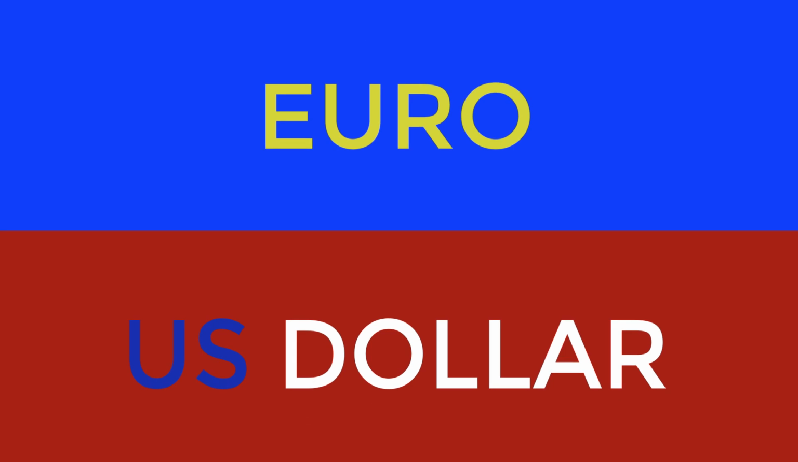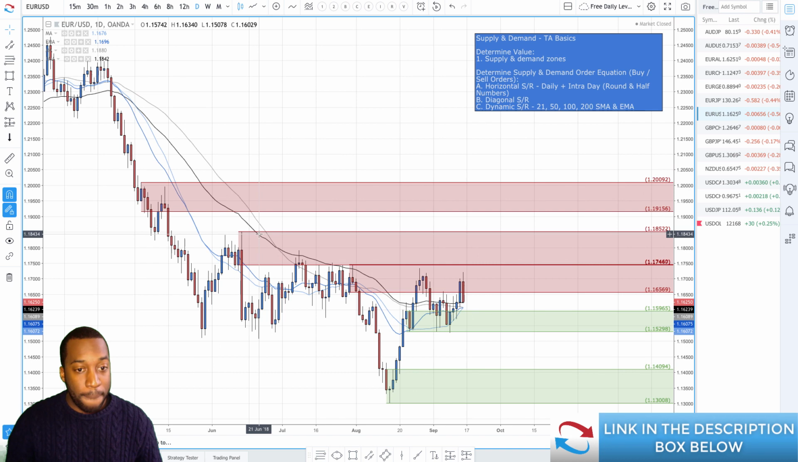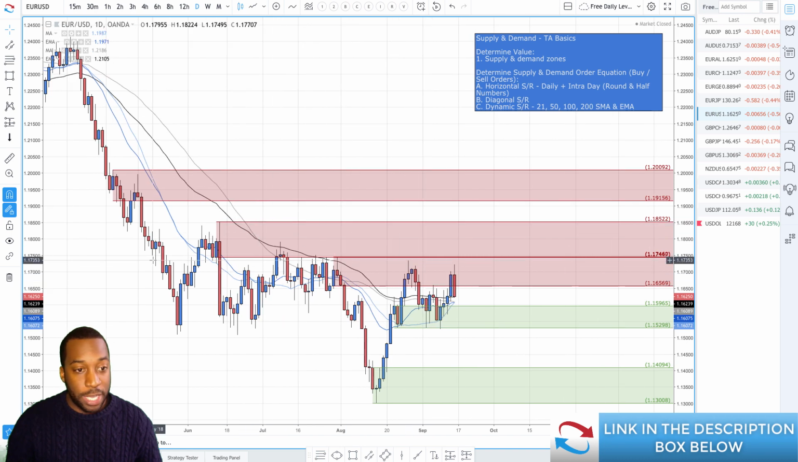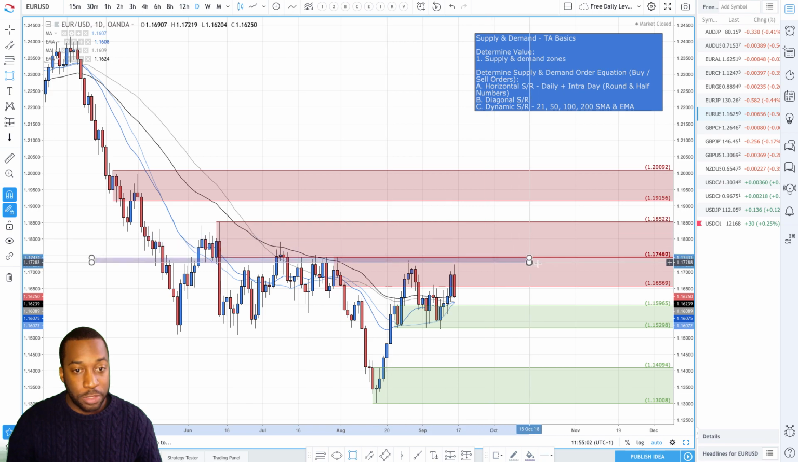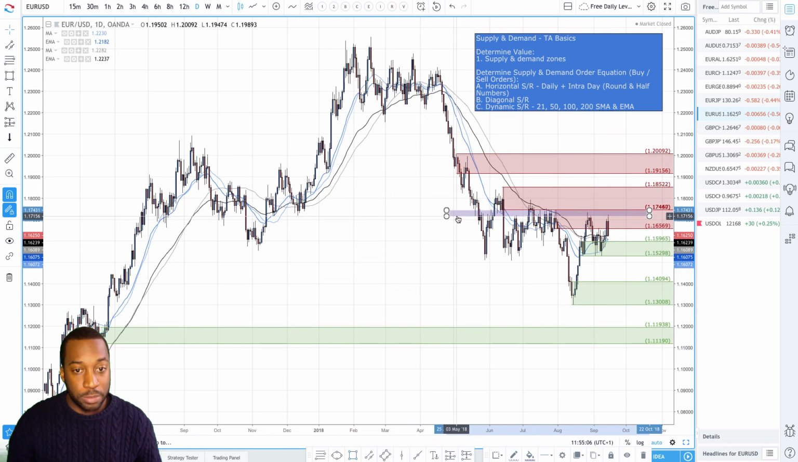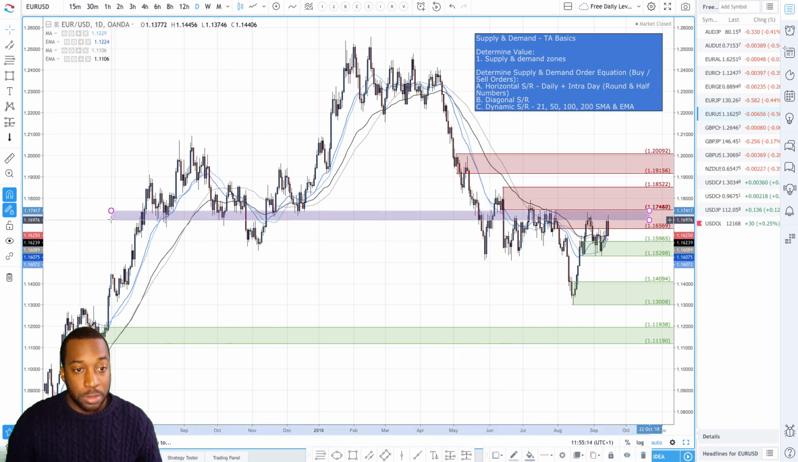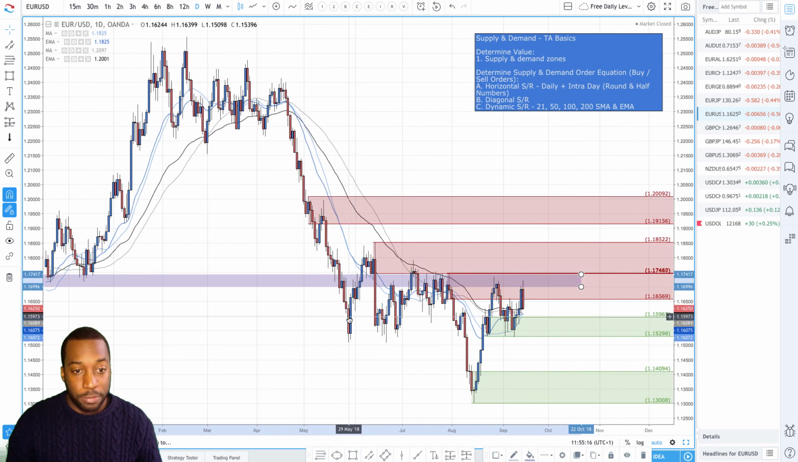Euro dollar, and last week we did have an area that had been used several times, support and resistance. You can see around here, right, where you have support, resistance.